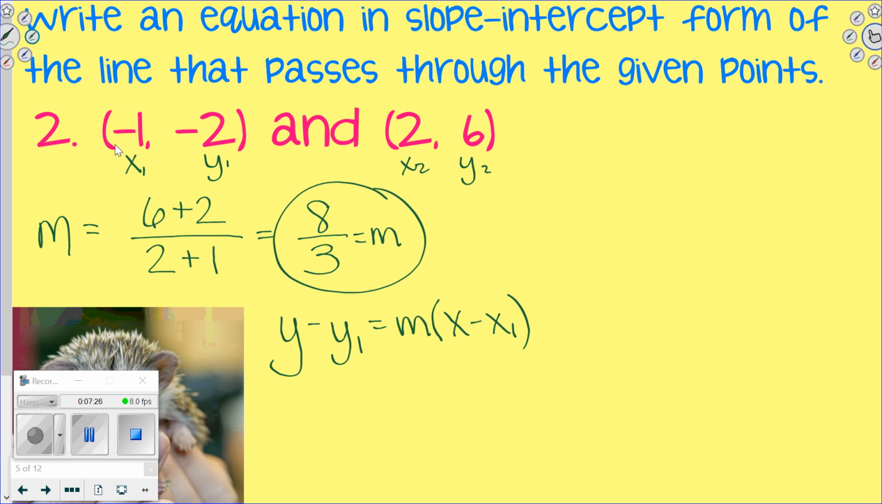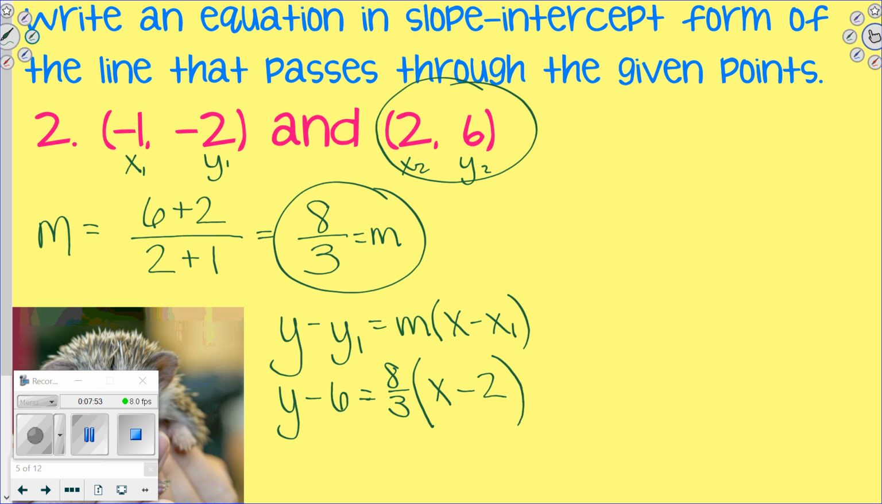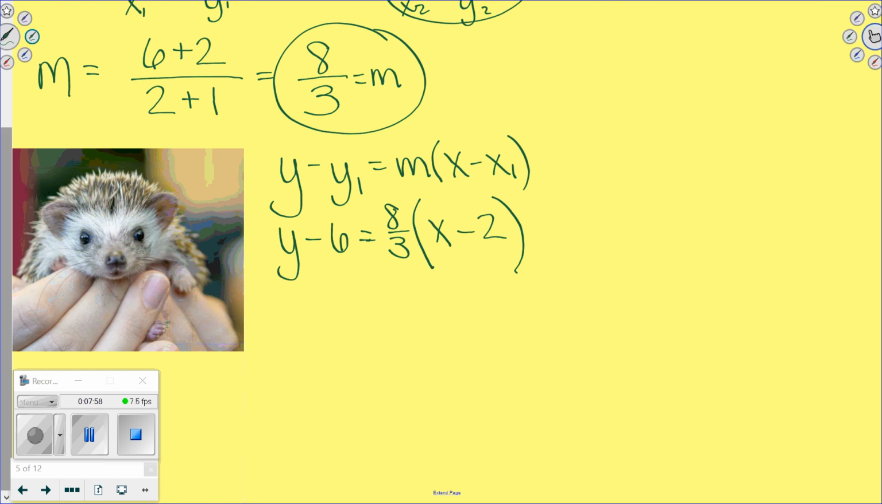Which point would you like to use? Do 6. That's a good choice. Why is that a good choice? They're both positive. I don't have to worry about changing signs, messing things up like we always have a tendency to do, right? All right, so plugging them in. So we have y minus, my y value is 6. My slope was 8/3. x minus my x value is 2.